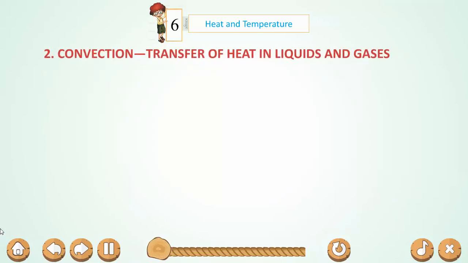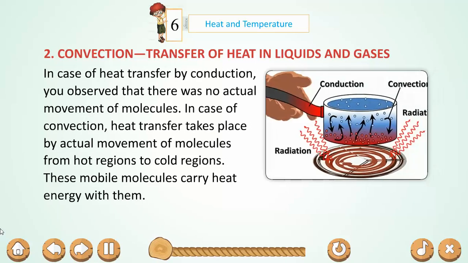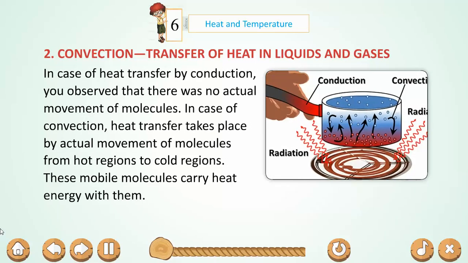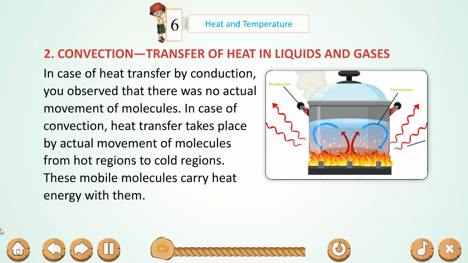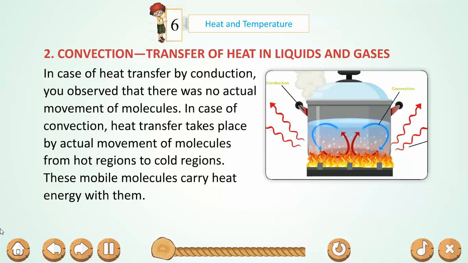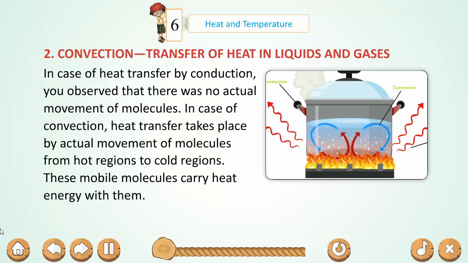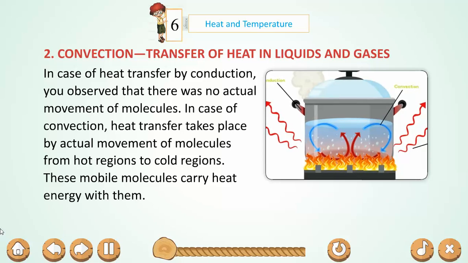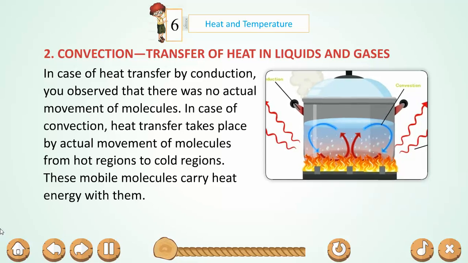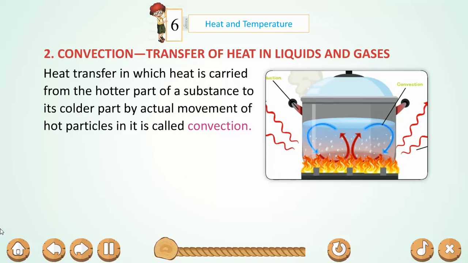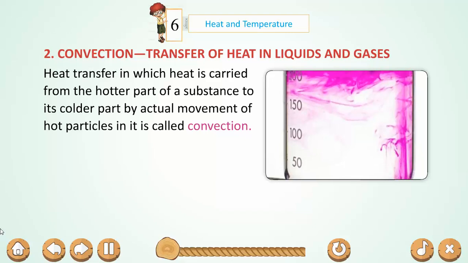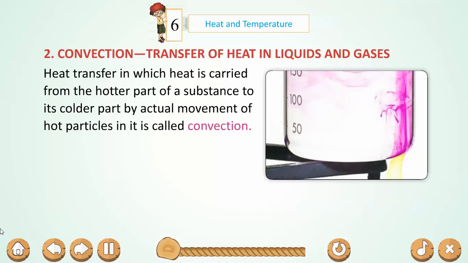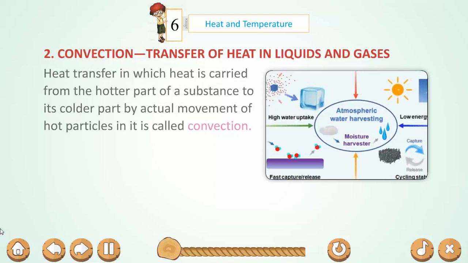Second, convection. Transfer of heat in liquids and gases. In the case of heat transfer by conduction, you observed that there was no actual movement of molecules. In the case of convection, heat transfer takes place by actual movement of molecules from hot regions to cold regions. These mobile molecules carry heat energy with them. Heat transfer, in which heat is carried from the hotter part of the substance to its colder part by actual movement of hot particles, is called convection.